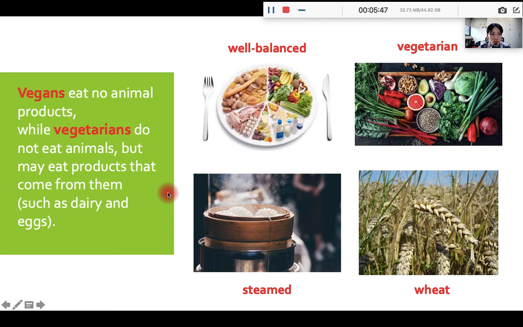And here is more information. Do you know the difference between vegans and vegetarians? Vegans eat no animal products. In other words, they don't even drink milk or eat eggs.